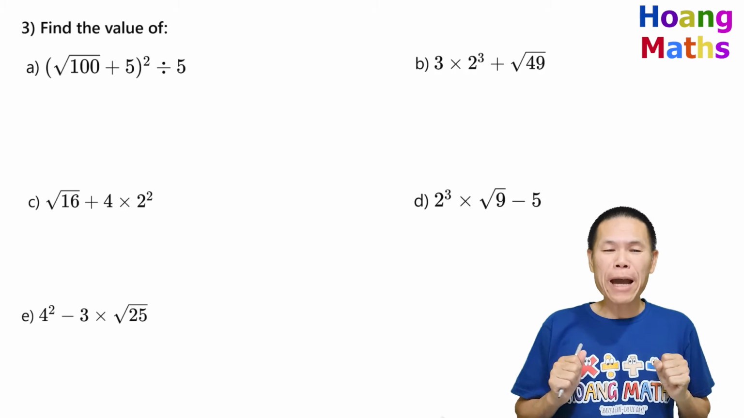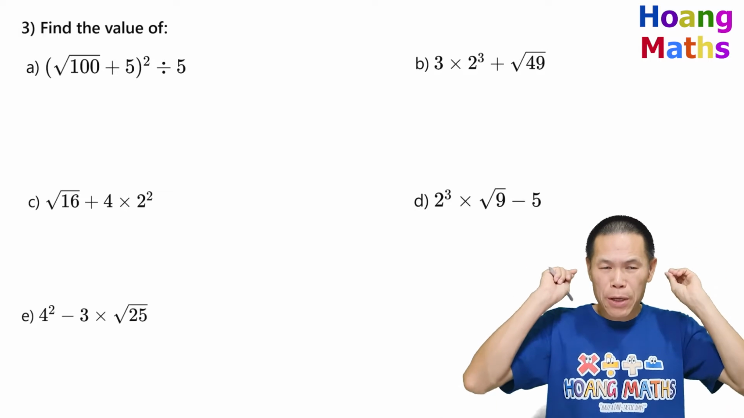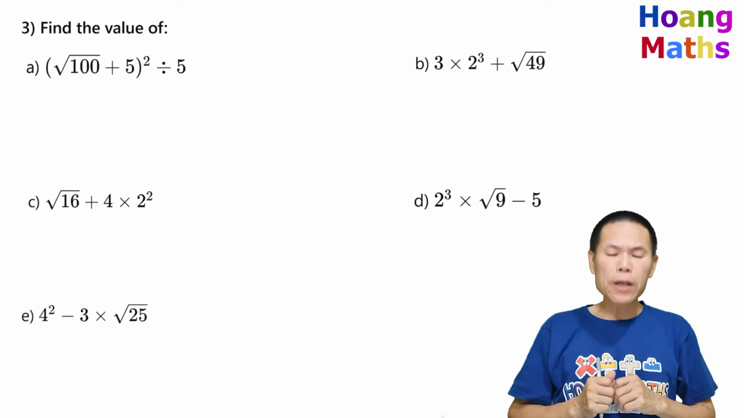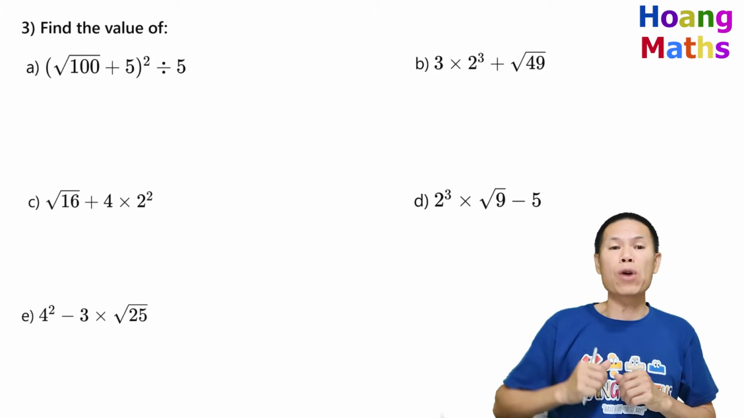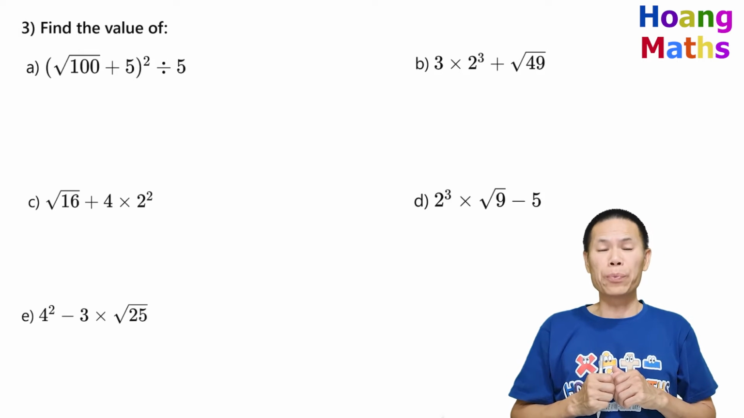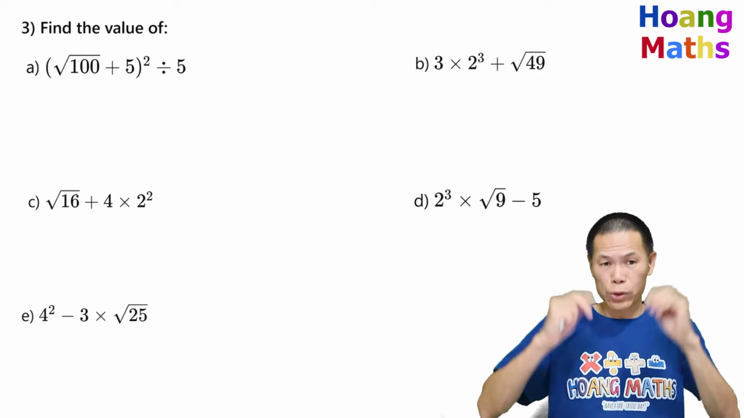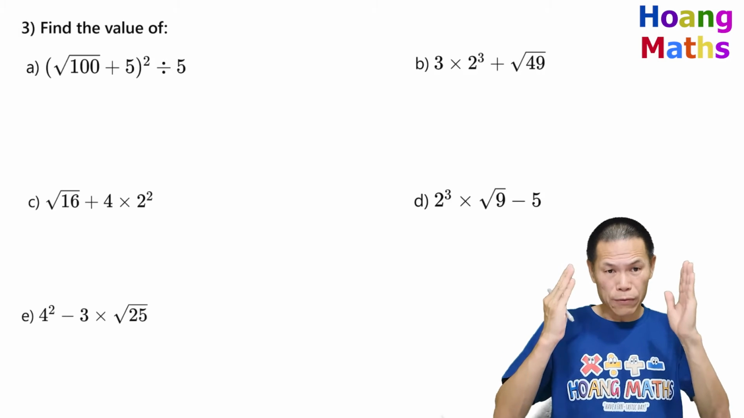Hi there, I'm back. How did you go? Let me go through them with you. So first of all, we need to work out inside the bracket first. And then we can work out the power of 2 or square it if you like. And then we divide it by 5.